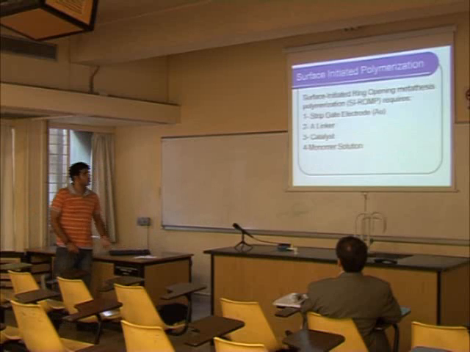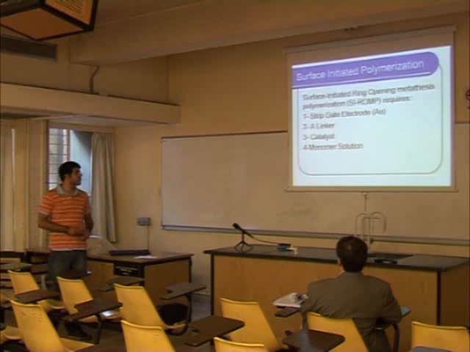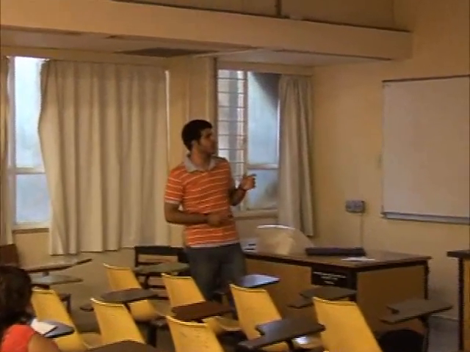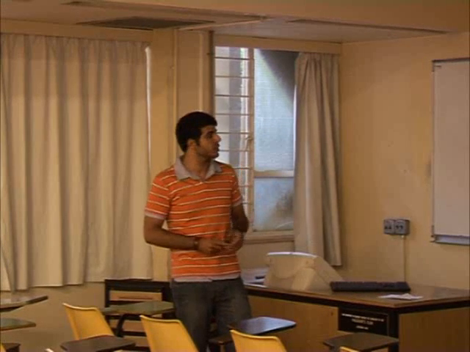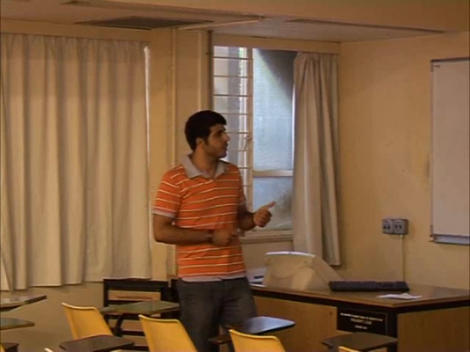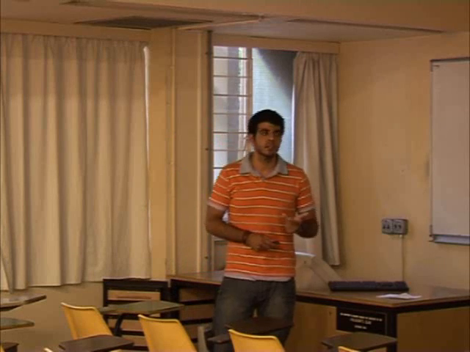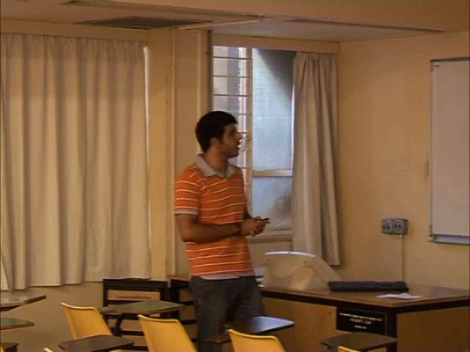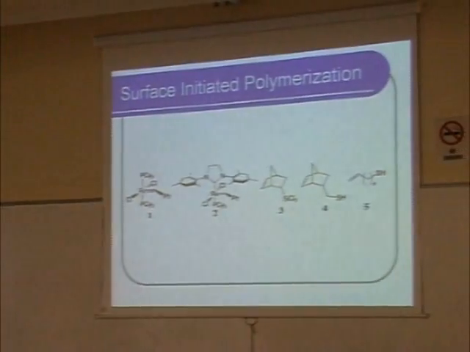An interesting way to deposit the dielectric film is usually surface-initiated polymerization, and it's specifically ring opening metathesis polymerization, which usually requires 4 things: a strip gate electrode, a linker, a catalyst, and a monomer solution. In the experiment, they used compound 1 and 2 as catalysts, number 3, 4, and 5 as linker molecules.